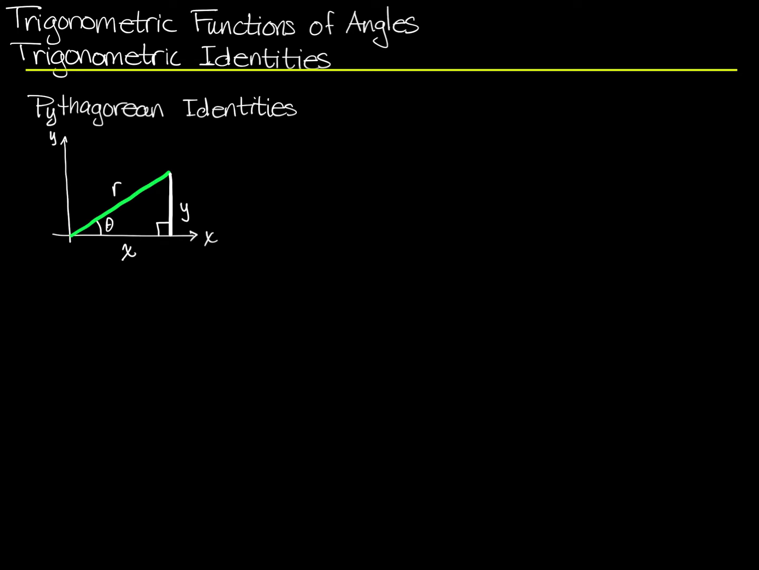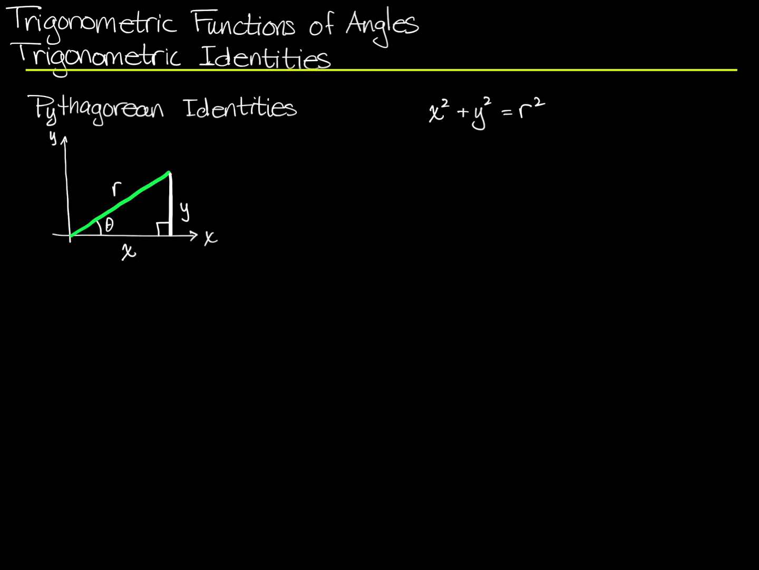Before we get into the rest of this description, I want to make one point here, and that is that because this is a right triangle, I can write this statement: x squared plus y squared is equal to r squared. That's just the Pythagorean theorem based on the particular triangle that I have written right here.